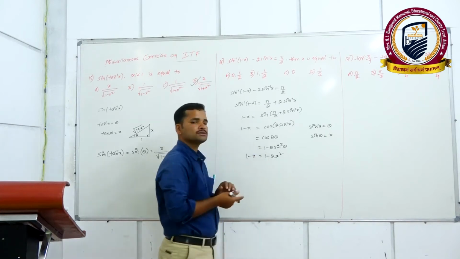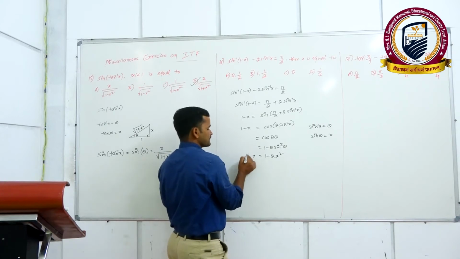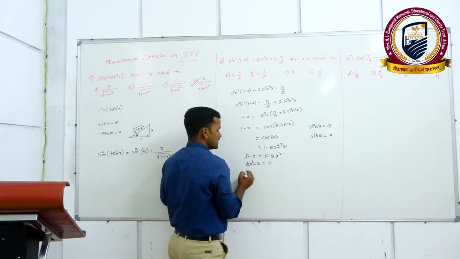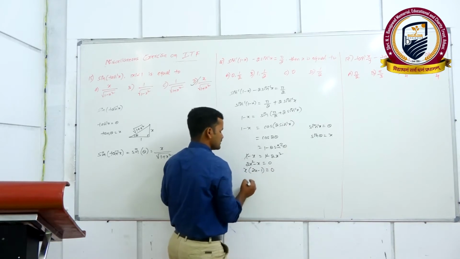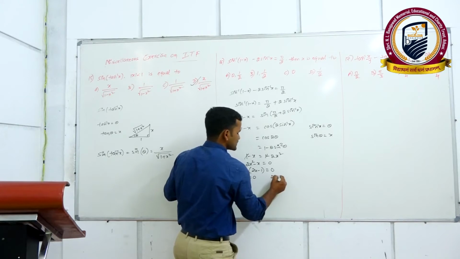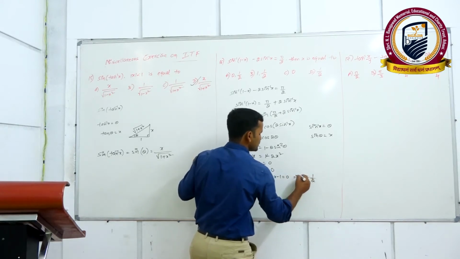1 minus x is equal to 1 minus 2x square. 1 and 1 get cancelled. Take the minus 2x square to the left hand side. It will be 2x square minus x is equal to 0. Taking x common, x into 2x minus 1 is equal to 0. One answer is x is equal to 0. Another is 2x minus 1 is equal to 0, which implies x is equal to 1 by 2.